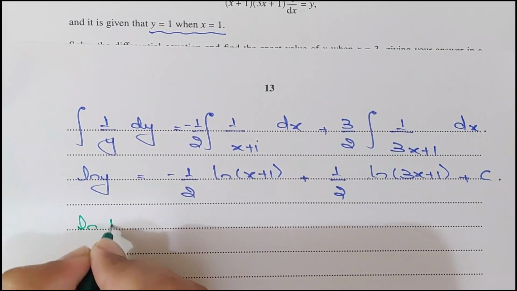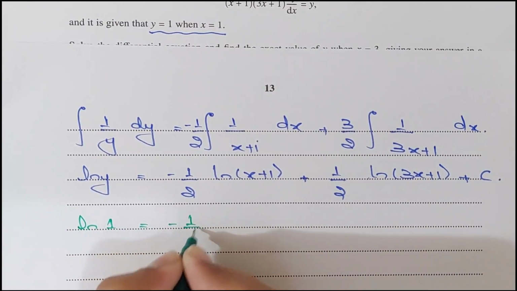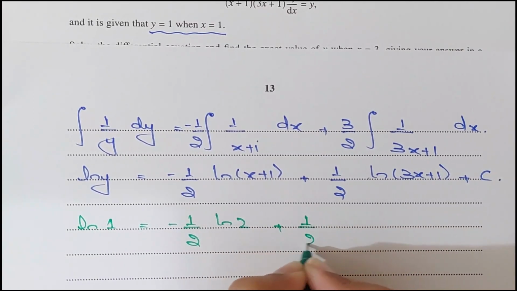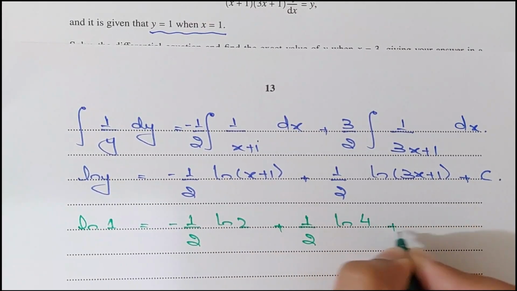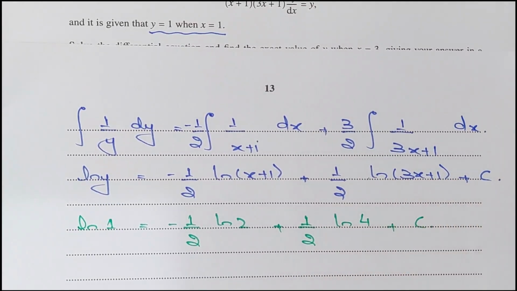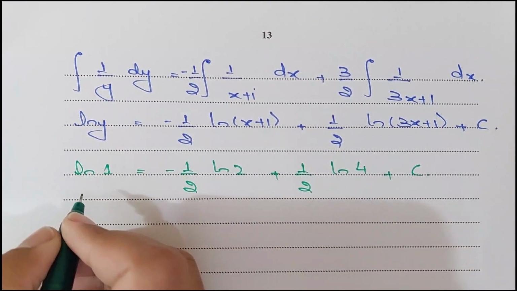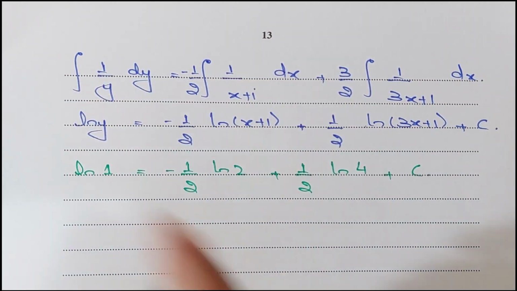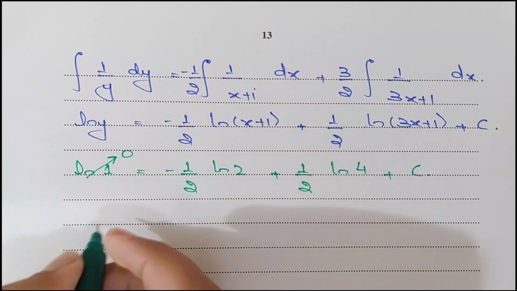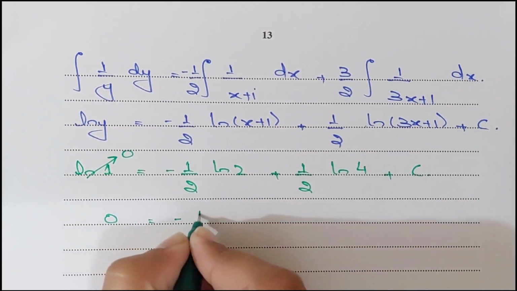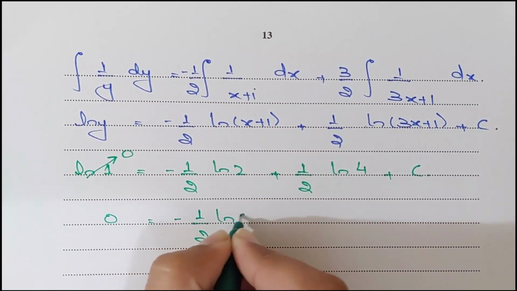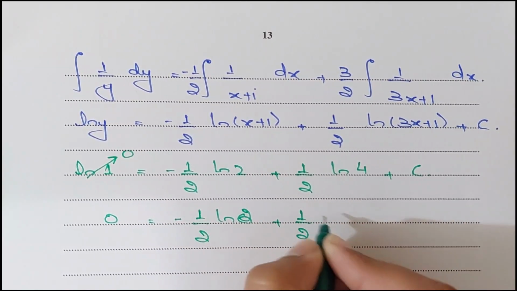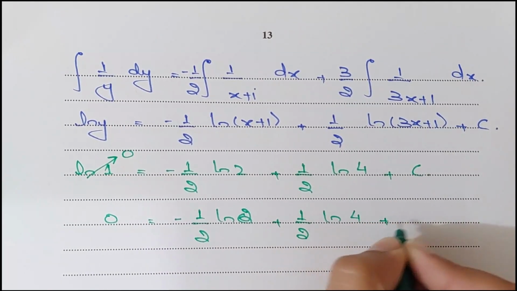When y is 1, ln of 1 equals minus 1 by 2 ln of x plus 1, where x is also 1, which is 2, plus 1 by 2 ln of 4 plus c, because 3 plus 1 would be equal to 4, right? So ln of 1 is 0. Let me show you guys. Ln of 1 equals 0, so this side is going to be 0. Okay, 0 equals minus 1 by 2 ln of 2 plus 1 by 2 ln of 4 plus c.